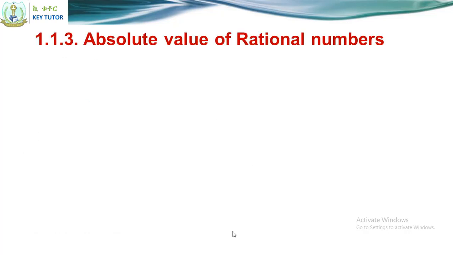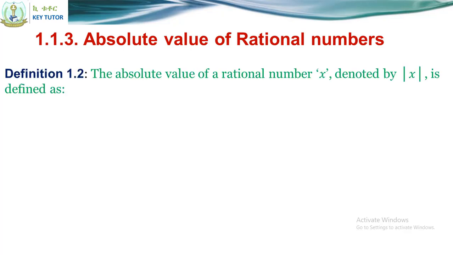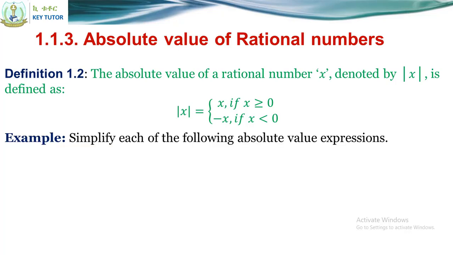The other topic we want to cover is absolute value of rational numbers. First off, let's define what is meant by absolute value of rational numbers. The absolute value of a rational number x, denoted by absolute value of x, is defined as follows: absolute value of x is equal to x if x is greater than or equal to 0, and it is equal to negative x if x is less than 0. For a beginner, understanding this is a little bit difficult, but let us try to explain it with an example.